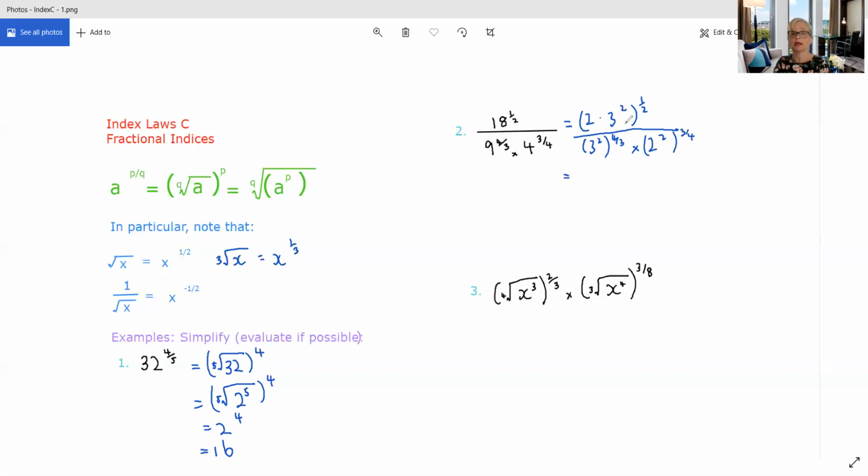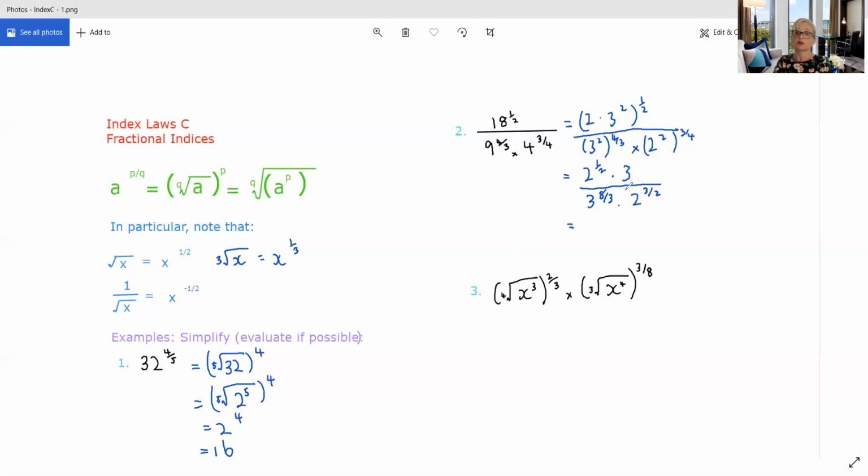Then we're going to use our index laws to bring in the index to each bit. Now, 3 squared to the half, when you multiply those indices, you get just 1. You can either write the 1 here or leave it out completely. It doesn't matter. 3 squared to the 4/3 will be 3 to the 8 on 3. And 2 squared to the 3/4, 2 times 3/4 is 3 on 2.